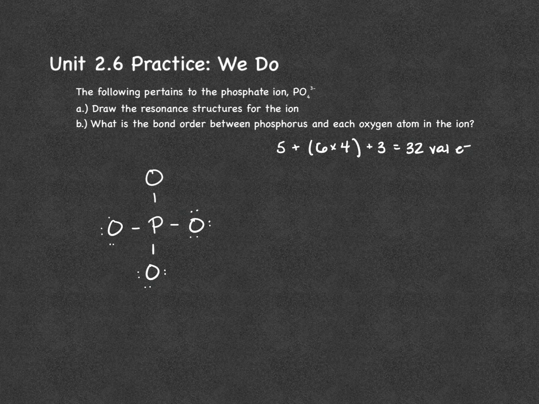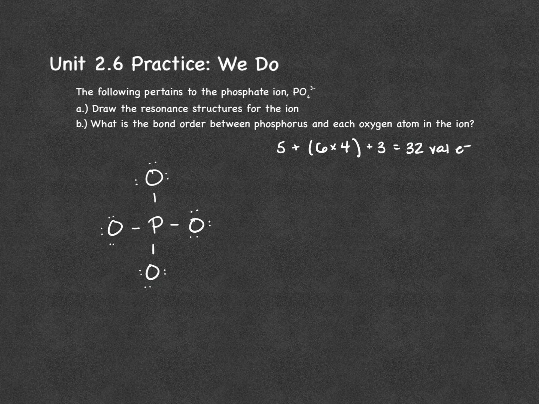And now I'm going to do my quick check to make sure that I've placed all of my electrons and that everything has fulfilled its octet rule before I move on. So when we count, we've placed all 32 valence electrons, and our oxygens and our phosphorus all have their octet fulfilled. They all have 8 valence electrons, so it feels like this is correct.